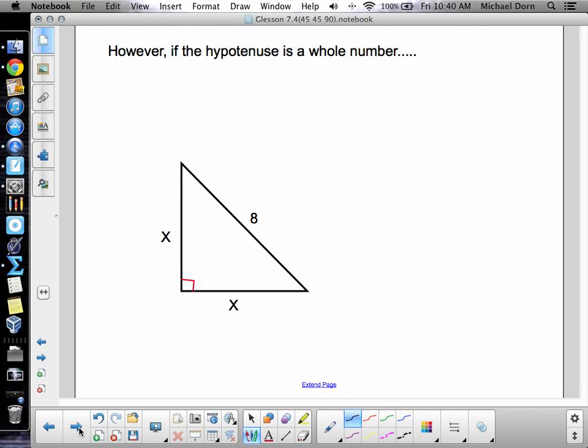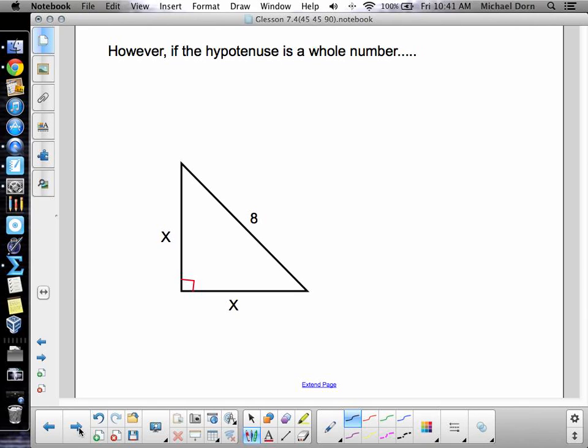But what if that side's just 8? Oh dear. It doesn't go 8 root 2, 8 root 2. That's not the way it works. What are we going to do? Well, we've got a couple choices.